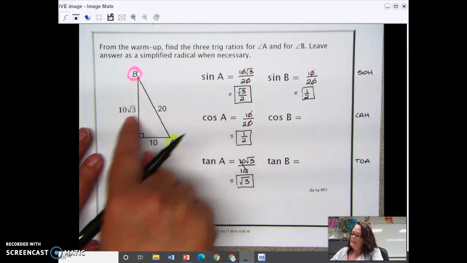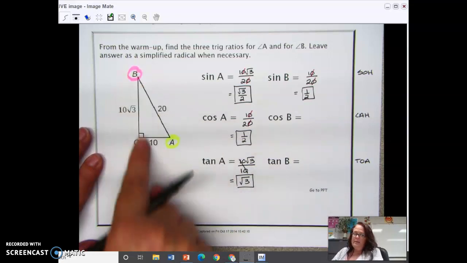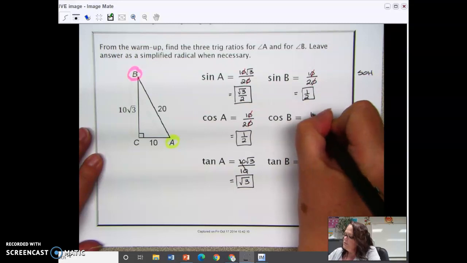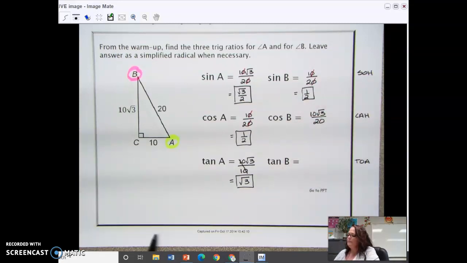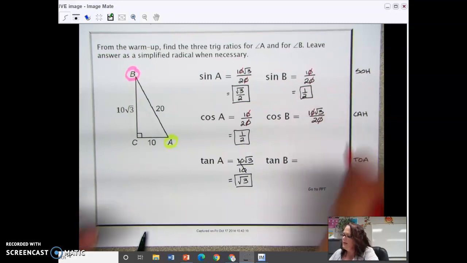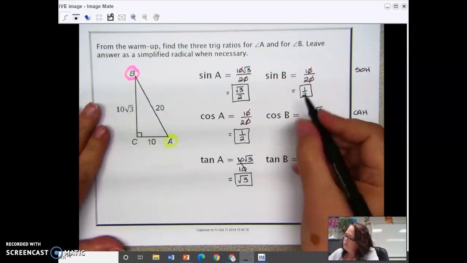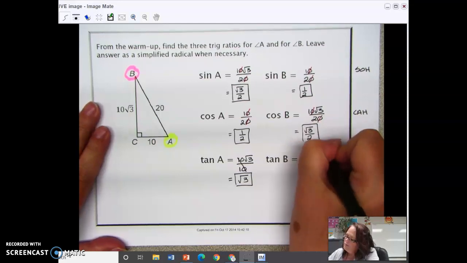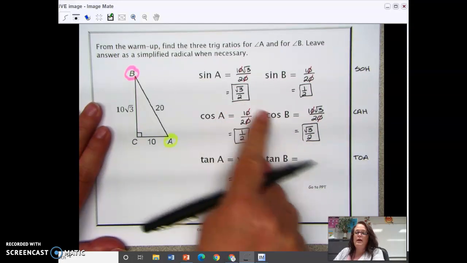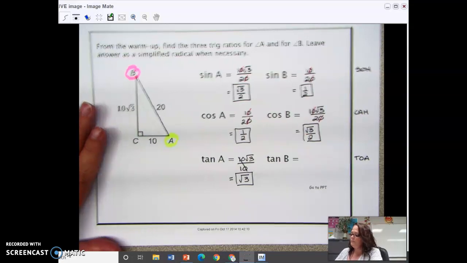Cosine of B is going to be the adjacent, meaning the segment that connects B to the right angle, so 10 root 3 over the hypotenuse, which is 20. And again, we want to cancel by 10, and so we're left with root 3 over 2. And we could have guessed that because we said that cosine and sine would have to have the same measure.